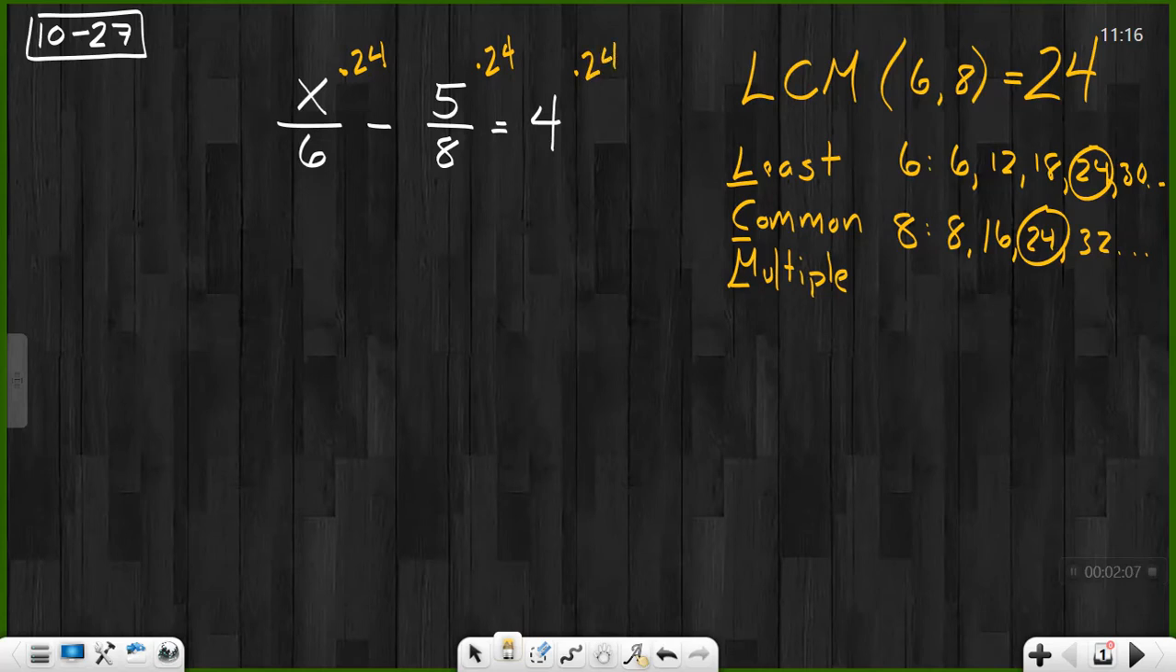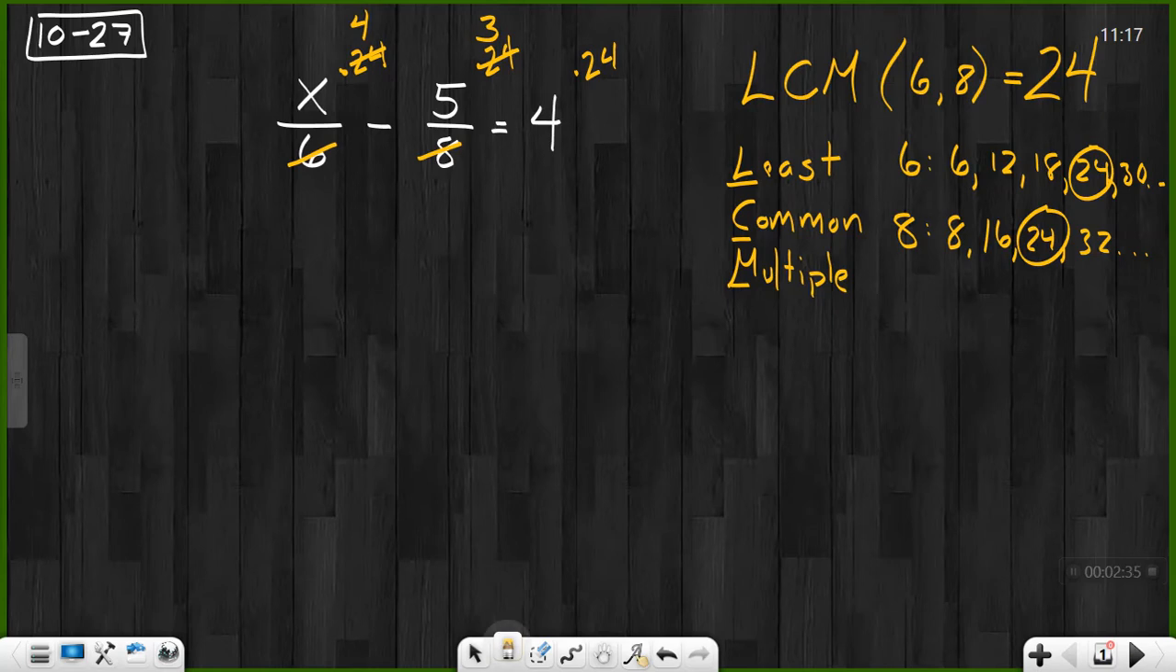Because the multiplication property of equality says that if we multiply one side of the equation by 24, we have to multiply the other side of the equation, and that refers to the entire side. I can't just do one term, I got to do that whole side. But when we do multiply by 24, I see that 6 goes into 24 4 times, 8 goes into 24 3 times. There's no fraction on the other side, so nothing cancels there.